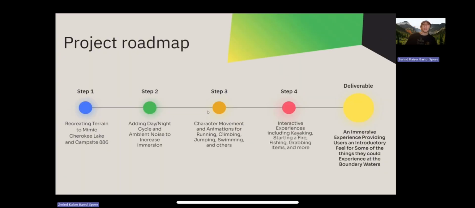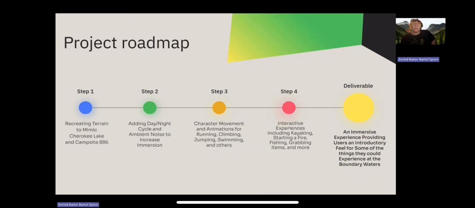So the roadmap we followed was we started with recreating the terrain to mimic the campsite. In a lot of projects the terrain doesn't matter too much, but I was recreating a real place. So I spent a lot of time trying to get it to match what I had when I was there. I looked at all my pictures, tried to copy down landmarks, and tried to match the terrain with the terrain on Google Maps to match how that area looks. Then came adding the day-night cycle and ambient noise to increase immersion.